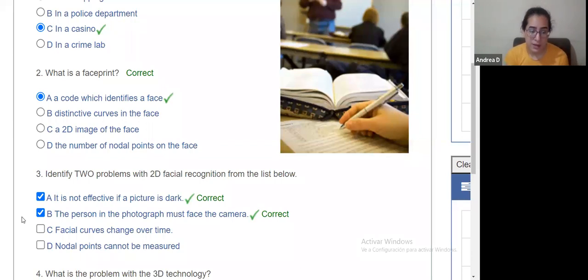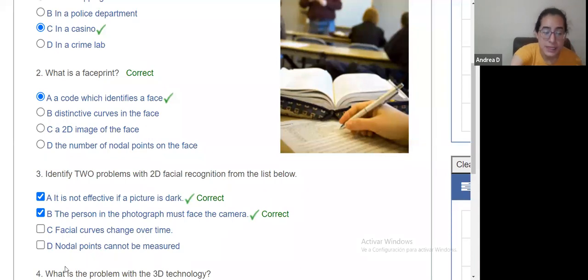So if you know that one of the advantages of 3D technology is that you don't have to face the camera, then it's probably because the 2D had a problem with that. So in the 2D, you had to face the camera. So also understanding, making it logical helps.